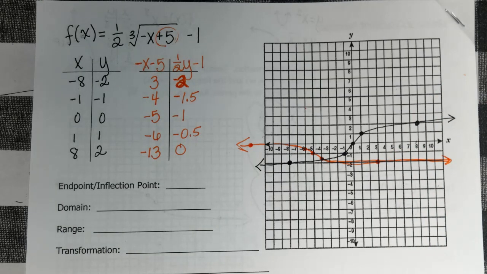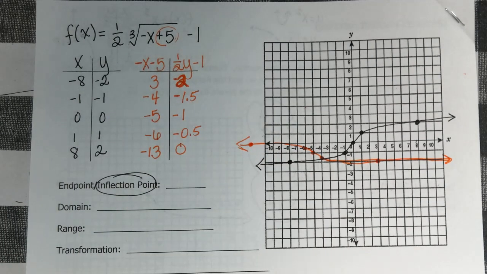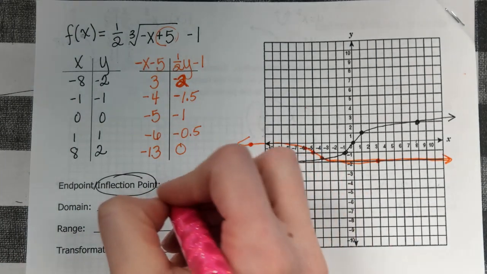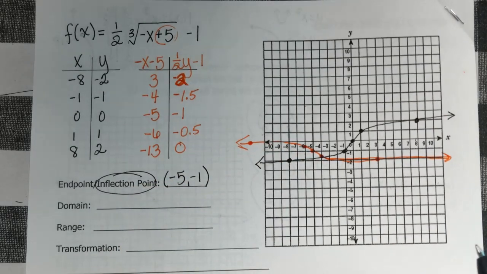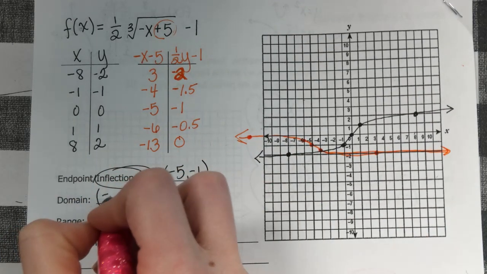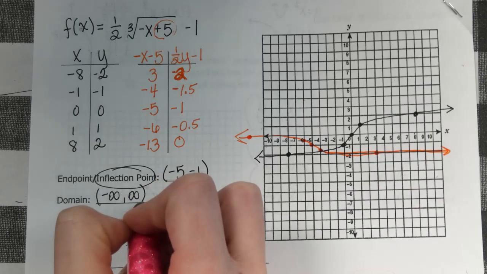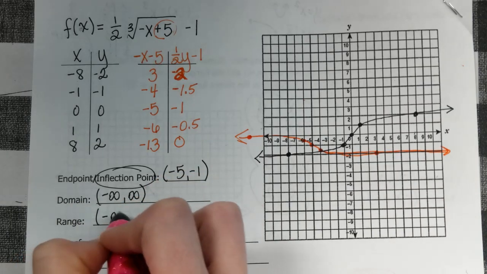Okay, so do I have an endpoint or inflection point? Inflection. The middle, -5, -1. What's my domain? Negative infinity, infinity. And my range? Negative infinity, infinity.